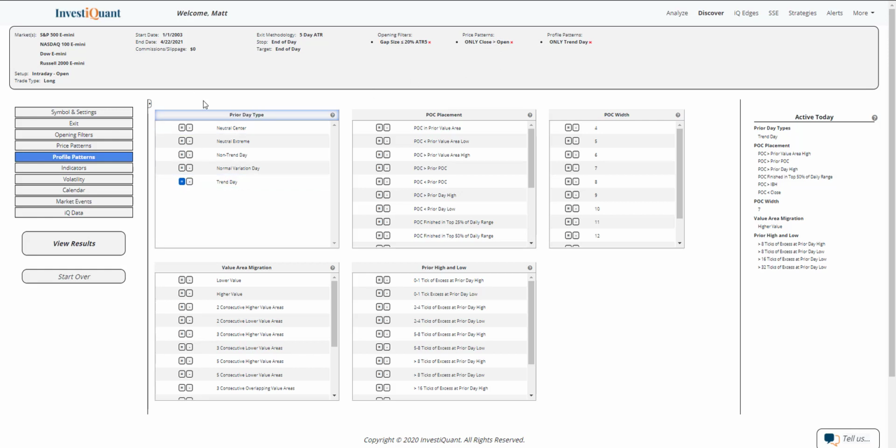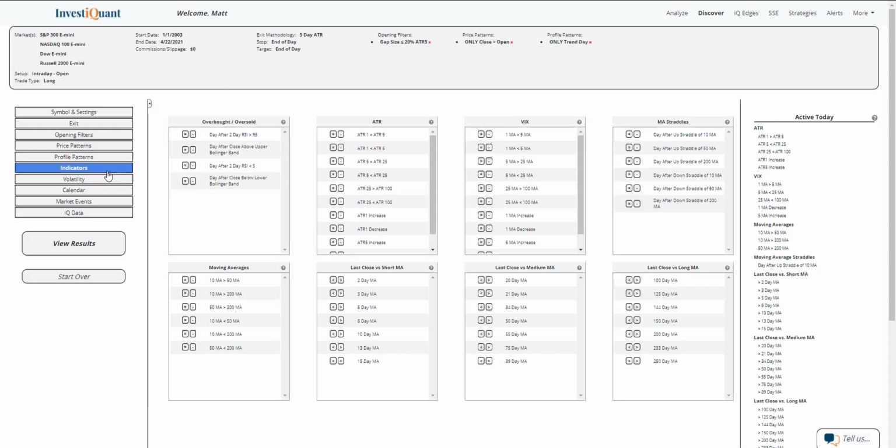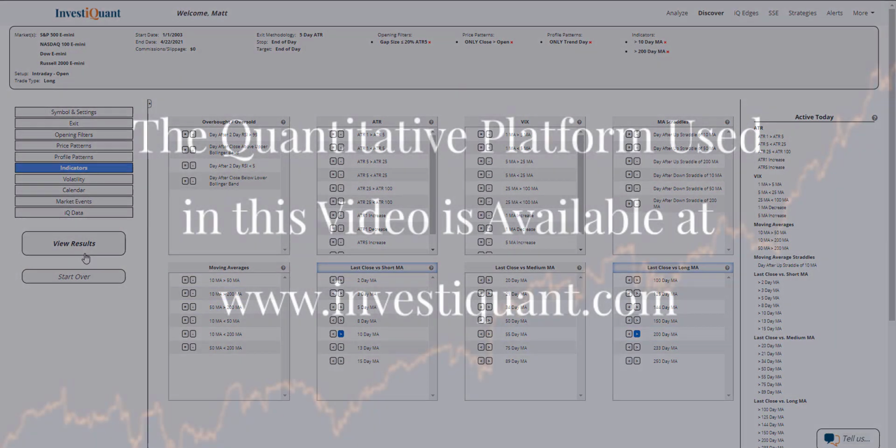And our definition for that is available in the glossary, but basically it's looking for range expansion in a directional day. But as I said, the actual definition for coding it up is available in the glossary of the platform. Next, I'm going to go into the indicators, and I'm going to say that we are above a 10 and above a 200-day simple moving average. Now I can click View Results.